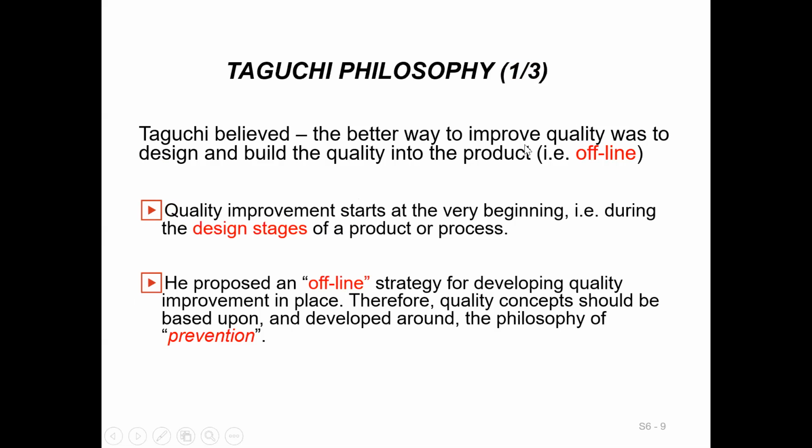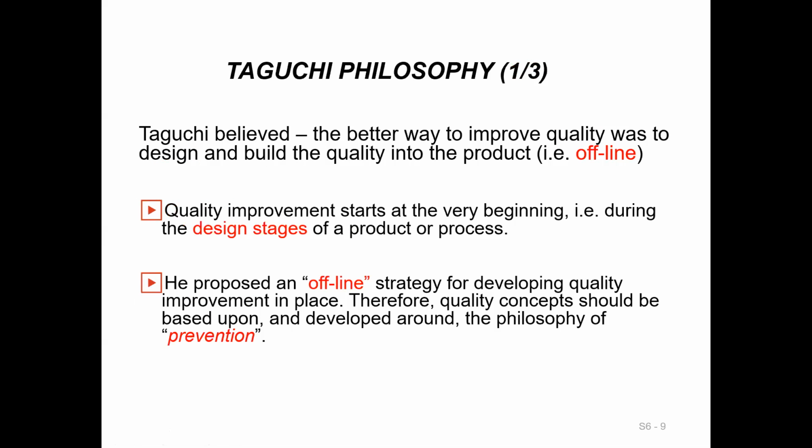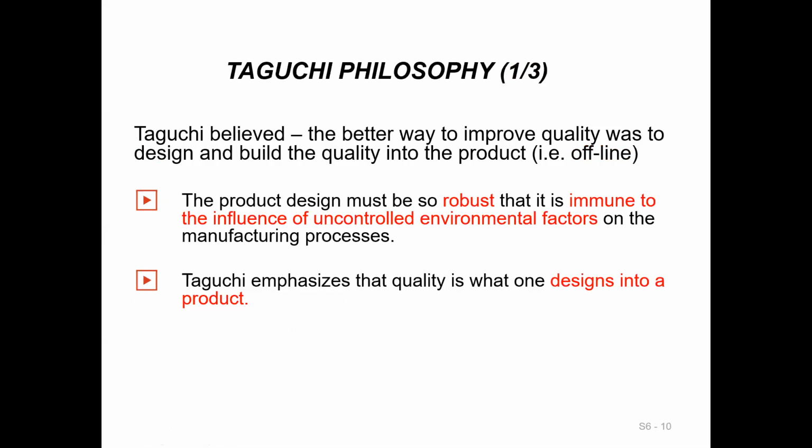What is this slide talking about? To improve quality, from offline and online, Taguchi's philosophy suggested that offline is better than online. So quality should be designed into the product, not inspected into the product. Offline is the strategy proposed by Taguchi-san, and it's quite similar to the prevention concept that we discussed in chapter 1.